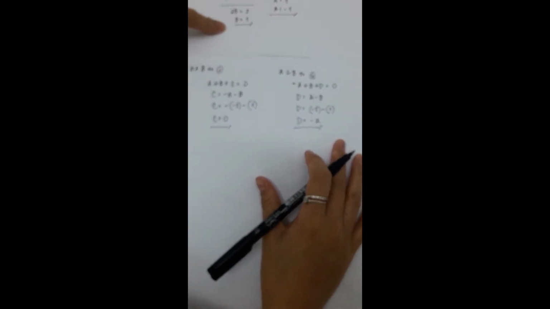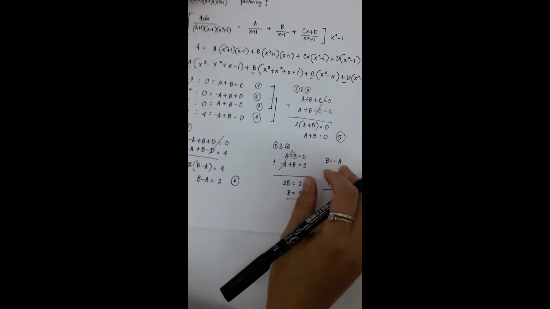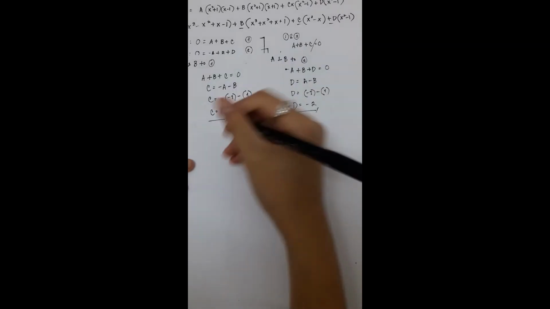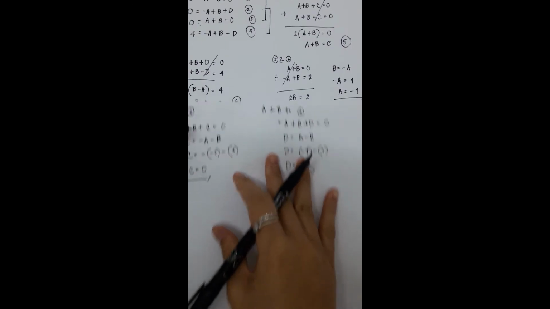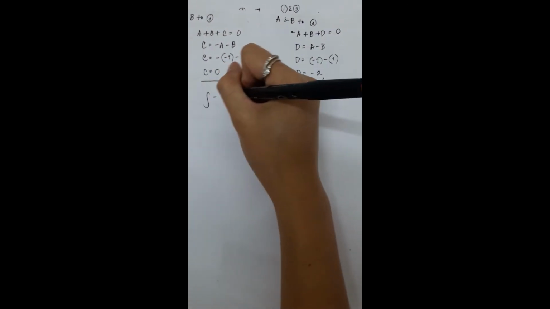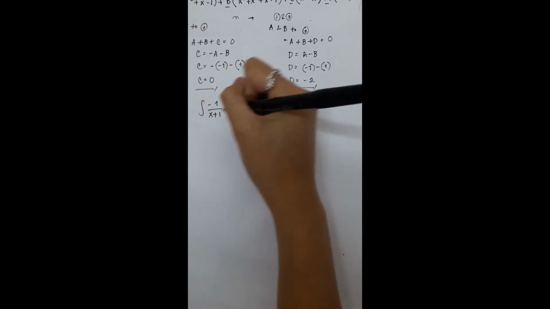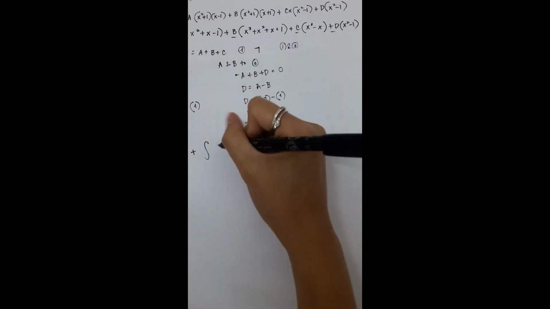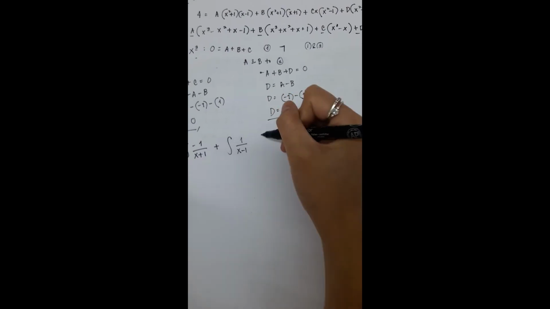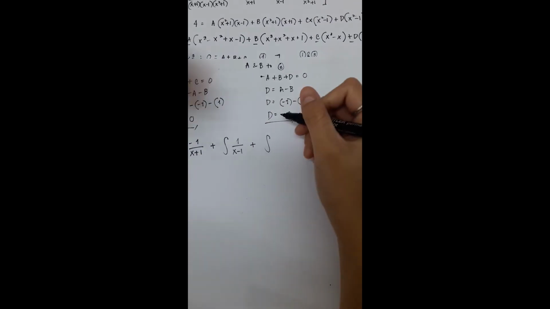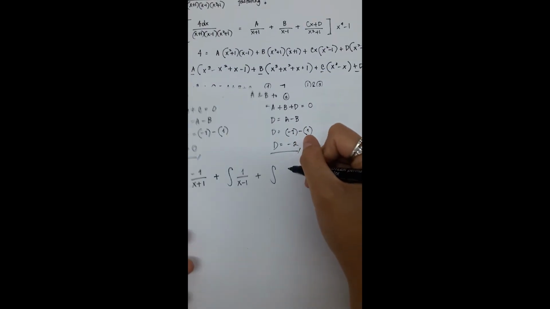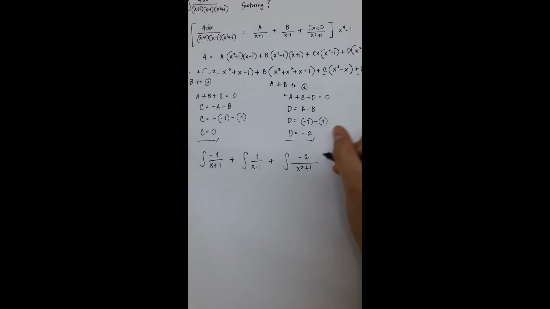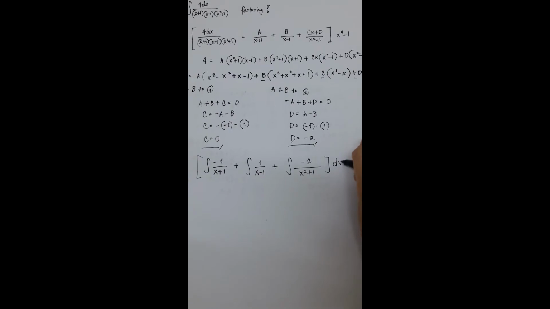So now substituting the values of A, B, C, and D into our working equation, we will arrive with: A is negative 1, the integration of negative 1 all over x plus 1 plus the integration of 1 all over x minus 1 plus the integration, since the value of our C is 0, of D, which is negative 2 all over x squared plus 1, all multiplied by dx.